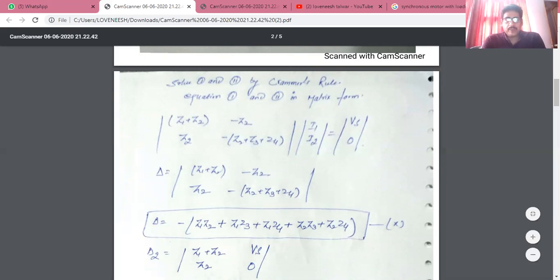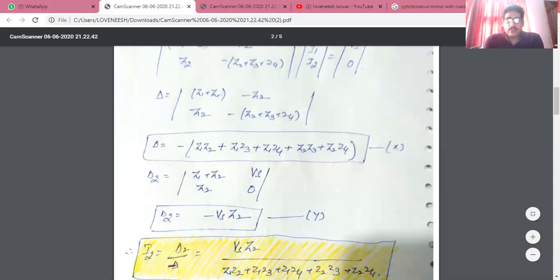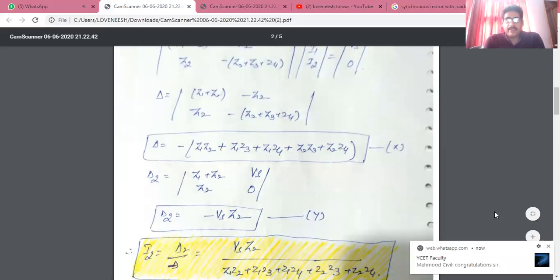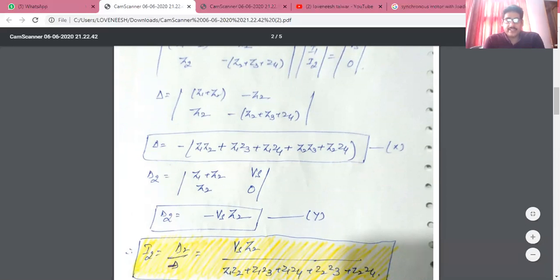Now in this question, we are calculating the current through Z4, and we know the current through Z4 is given by the current I2. So here we can calculate del 2, and del 2 is equal to equation Y, and this value will be equal to Vs Z2. So you can say that your I2 will be equal to del 2 upon del, and we have Vs Z2 upon Z1 Z2, Z1 Z3, Z1 Z4, Z2 Z3, Z2 Z4 and so on.